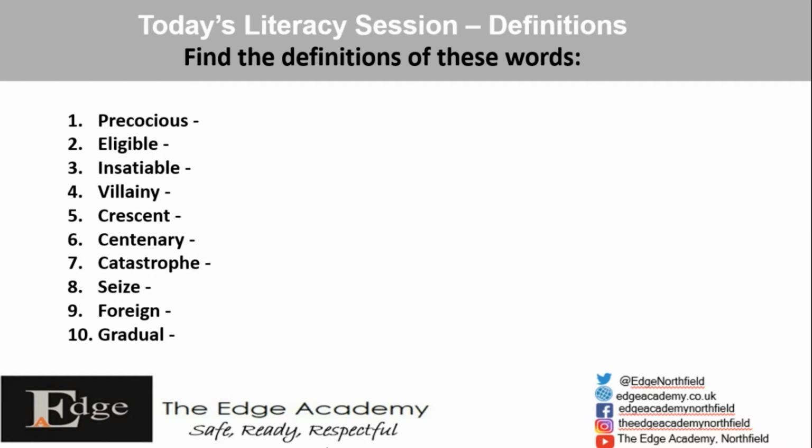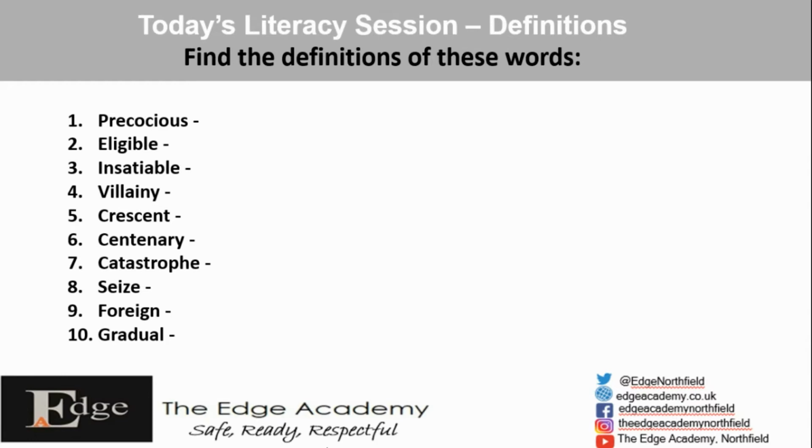Again, you may know already what these words mean, so feel free to write them down in your exercise books. So today's words are precocious, eligible, insatiable, villainy, crescent, centenary, catastrophe, seize, foreign, and gradual.